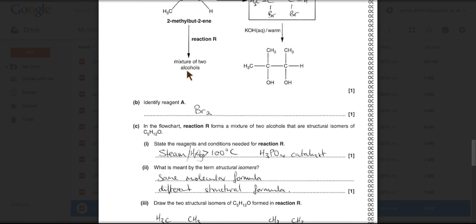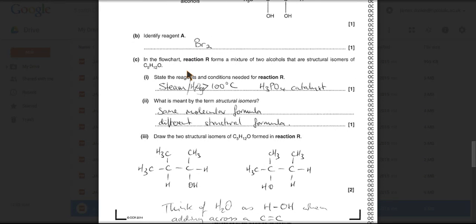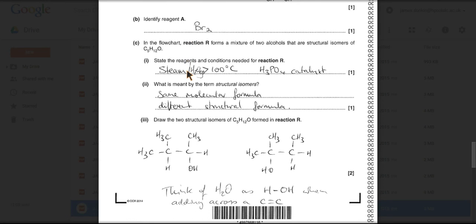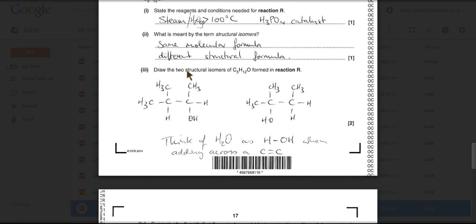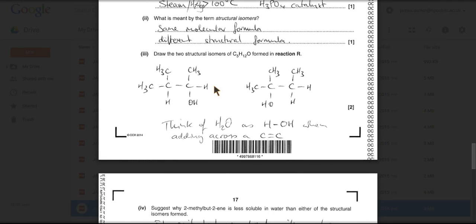So the answers are down there. So you can see I've written up, think of water as HOH when you add it across that carbon-carbon double bond. And just be careful with your connectivity. So the oxygen must be bonded to the carbon. Don't have your OH group floating in midair.